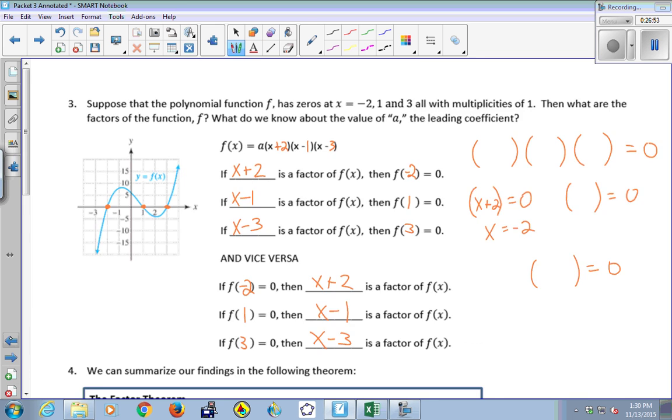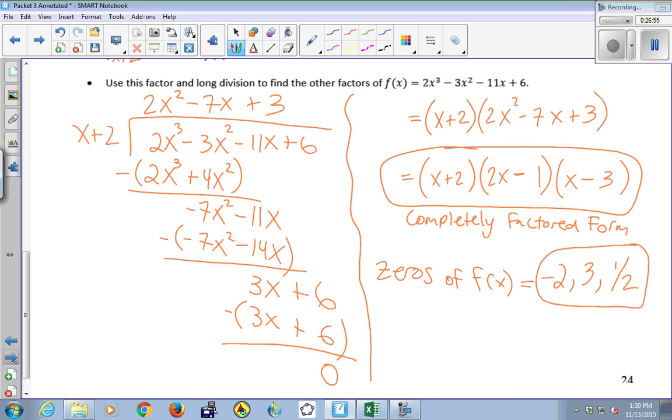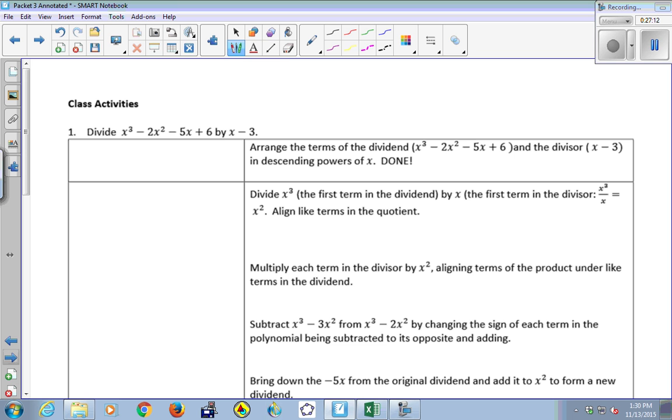All right, so that was the last example. Any questions? To find zeros or to find factors. Yep. All right, try it.